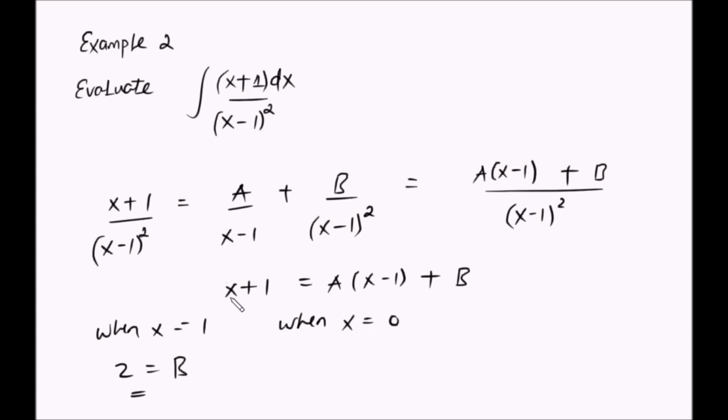So putting x equals 0, 0 plus 1 is 1. Since I already have b, now I look for a. So to get a, I substitute the value of x, and b is already known. So I have put x equals 0, so 0 plus 1 is 1, and 0 minus 1 is negative 1, times a, negative a plus b. What is b? 2. So here we get 1 minus 2 equals negative a. So what is a? 1. So a is 1 and b is 2. We have already partialized.